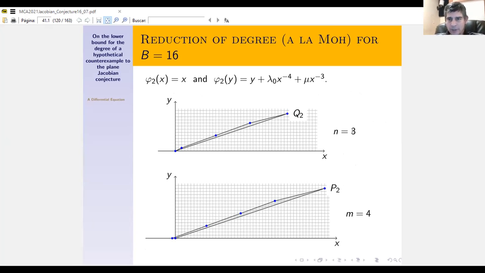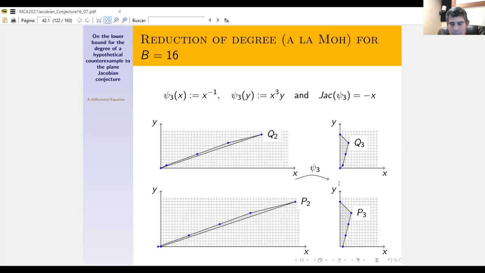Now we have to restrict to a concrete case. So we take n equal to 3, m equal to 4. This is a possible counterexample of degree 64. As you see here, you have 12 times 4, 48, and 16. So P2 has degree 64, the same as P. And then we have these two polynomials. And then we take the following transformation. We map J to x to the 3 J and x to x minus 1.